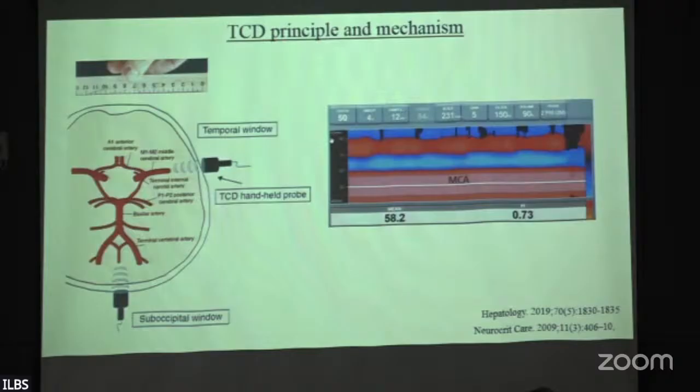The second modality for measuring raised ICP is transcranial Doppler. The principle is that it is a sonography, so it sends sound signals, and preferably we use a handheld probe at the temporal window to detect changes in the velocity in the cerebral vessel. The most common vessel used is the middle cerebral artery, and we usually take an insonation depth of nearly 45 to 55 mm, which detects the M1 segment of the MCA.